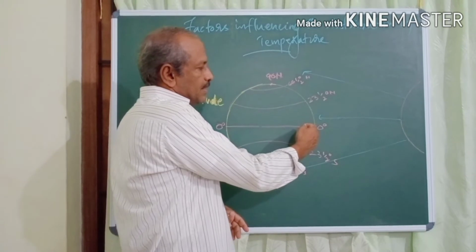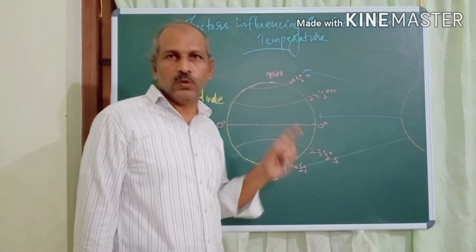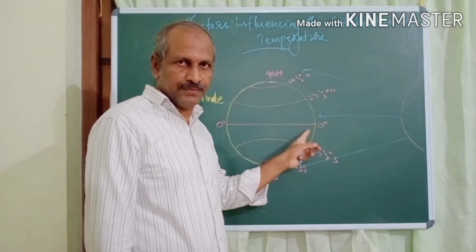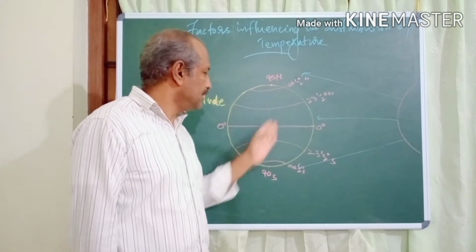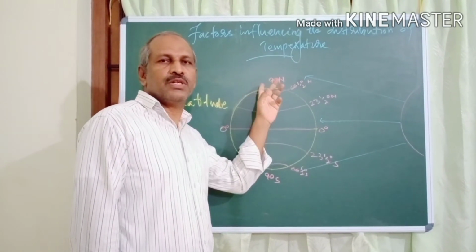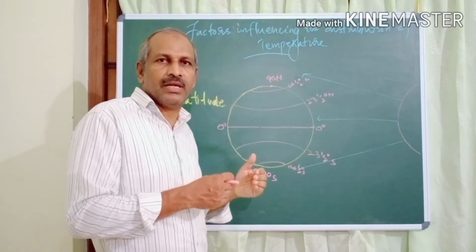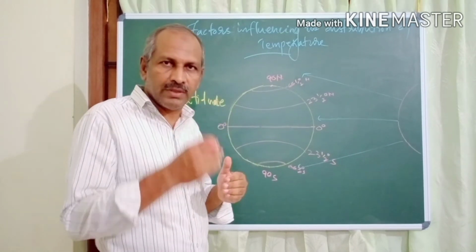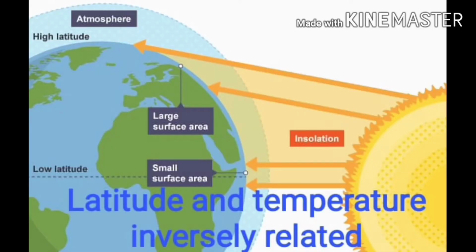Look at this area. Here is 0 degree longitude, and this is around the equatorial region. This is the region on the earth where maximum solar radiation is received. So the temperature is very high here. But at the polar regions, North Pole and South Pole, the amount of solar radiation received is very less. So the temperature is very low here. So there is an inverse relationship between latitude and temperature. Higher the latitude, lower the temperature; lower the latitude, higher the temperature. Look at the figure, where you could see temperature and latitude are inversely related.